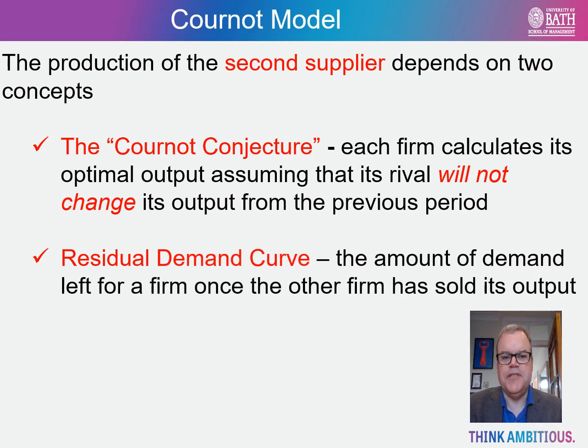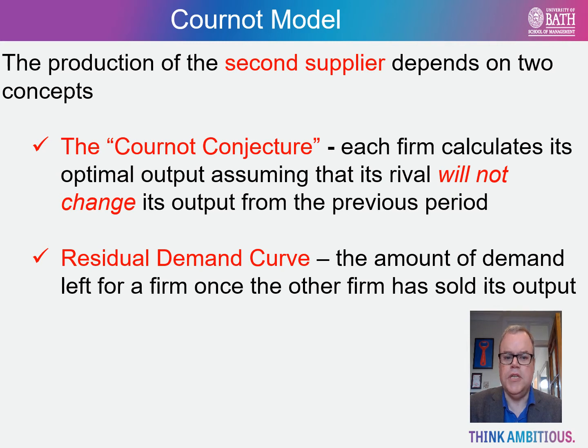The essential drivers of the Cournot model involve something called the Cournot conjecture, which implies best guess, and the residual demand curve. The Cournot conjecture essentially refers to each firm calculating its optimal output on the basis that its rival will not change its output from the previous period. The residual demand curve is the amount of demand left over for a firm once the other firm has sold its output. In a Cournot oligopoly, each firm's optimal output will depend upon its rival's output.